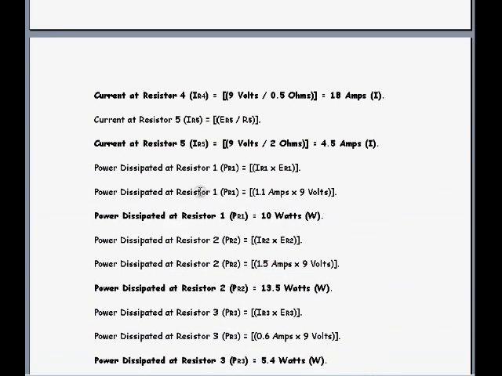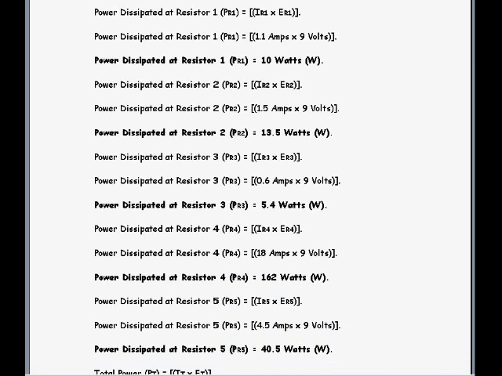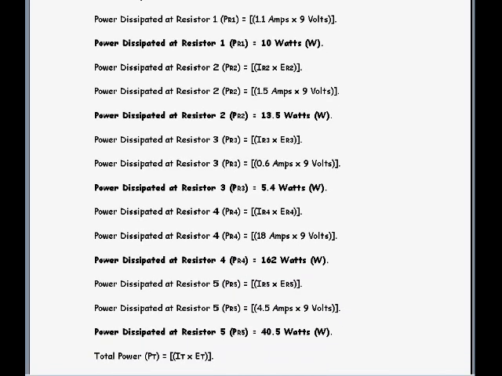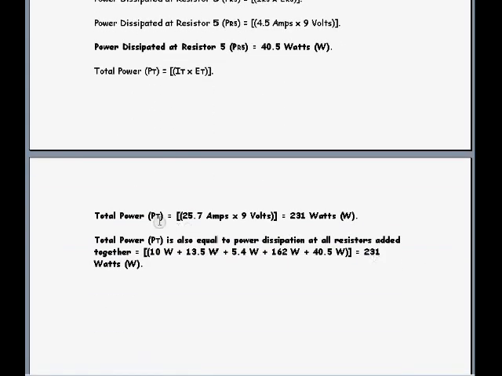Then of course we have the current at every resistor. Now we can get power, which is the current at resistor 1 times the voltage at resistor 1. So we have 10 watts at resistor 1. Then same thing, we go 1.5 amps at resistor 2 times 9 volts, 13.5. Same for 3, same for 4. Same methodology. So that's how you calculate the power at every resistor.